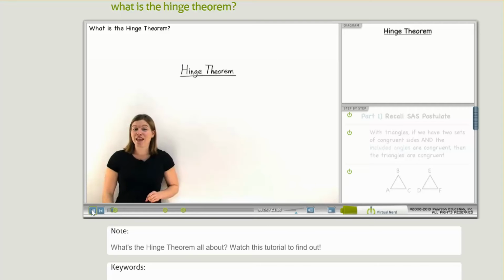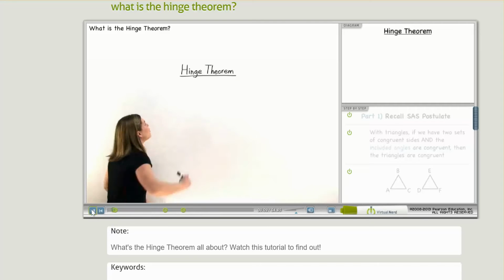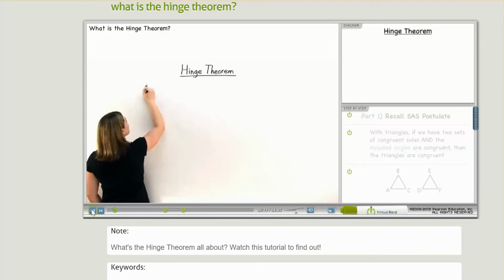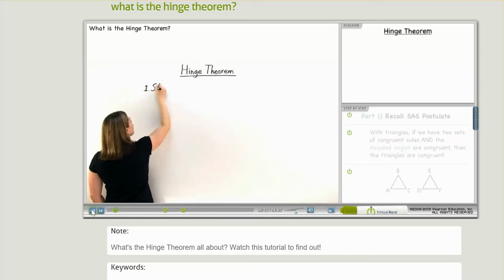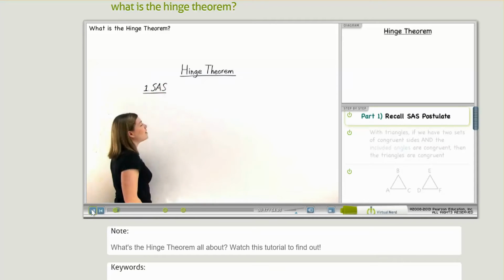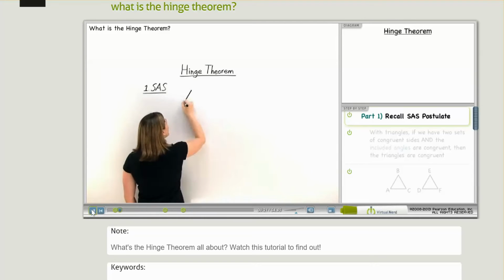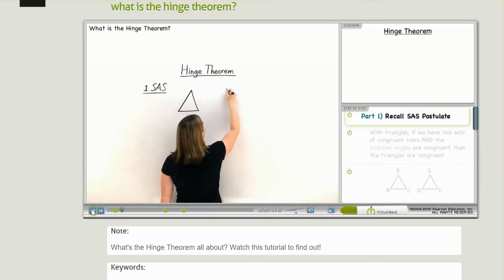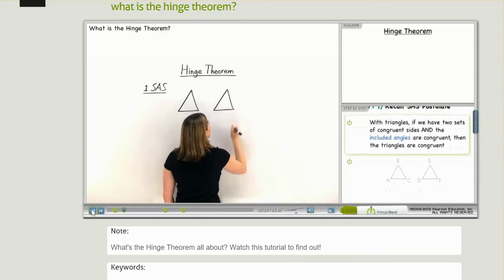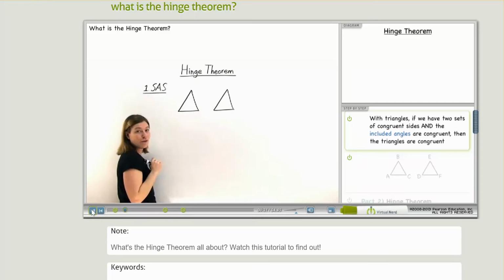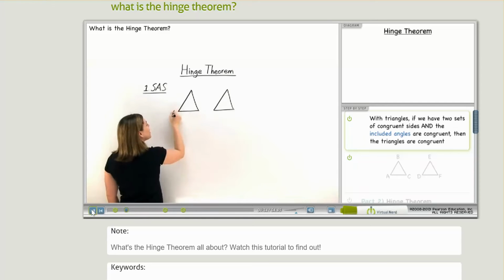To help us understand the hinge theorem, let's go ahead and start by recalling a congruence postulate, and we can go from there. So let's recall the side angle side postulate. Well, this congruence postulate states that when we're working with triangles, if we have two sets of congruent sides and the included angles are congruent, then the triangles are congruent by the side angle side postulate.